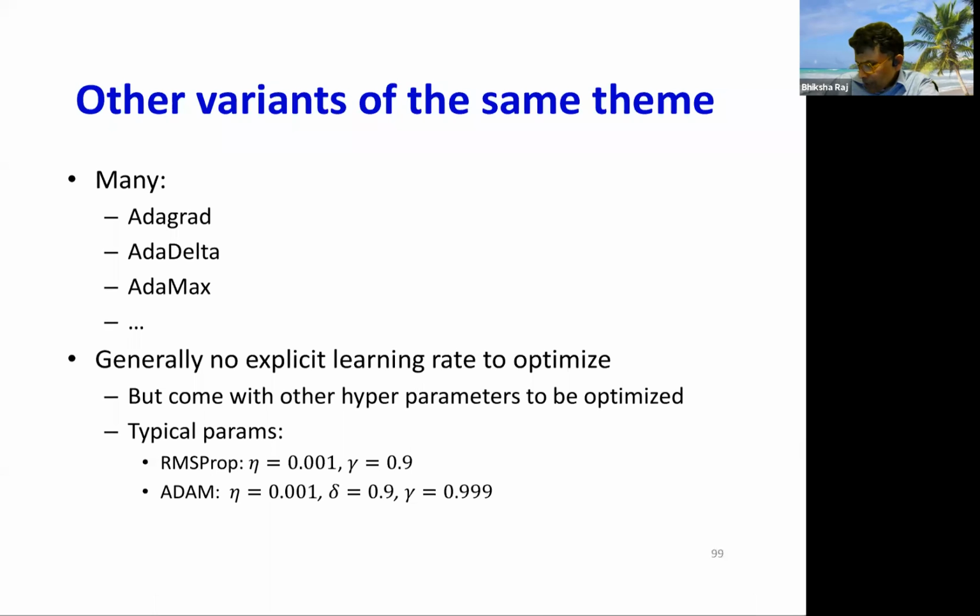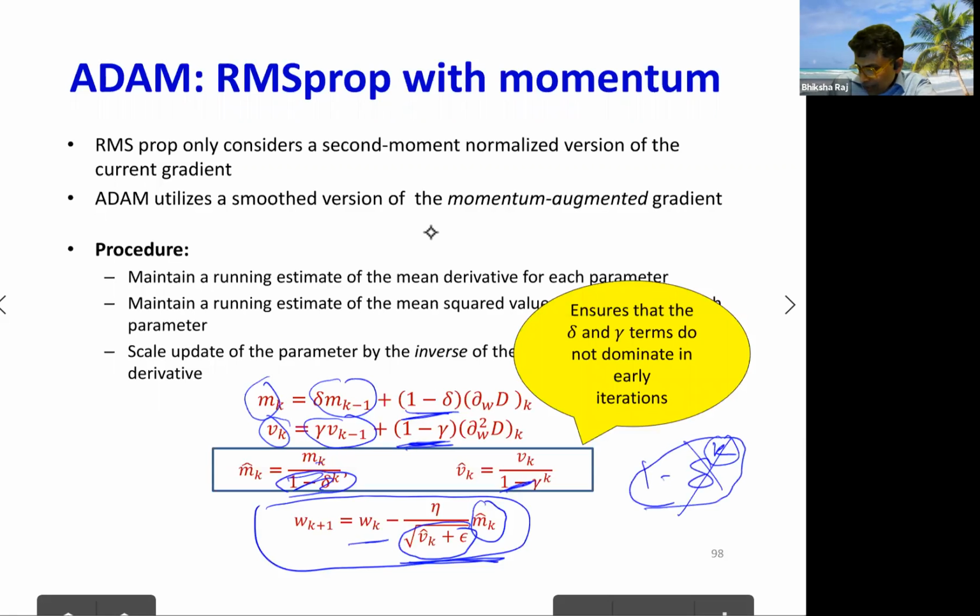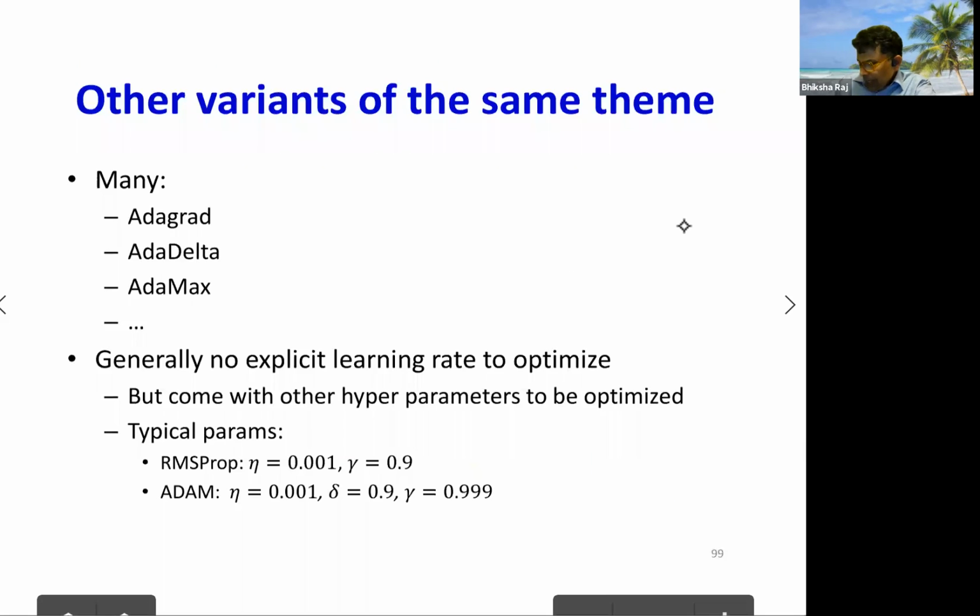So there are other variants on the same theme, like AdaGrad, AdaDelta, AdaMax. They're all essentially variants on the simple concepts that we just saw. All of these have exactly the same feature, because the learning rate is adjusting itself with this RMS value. So you don't need to plan a learning rate schedule. The learning rate will automatically shrink and get you to the optimum.